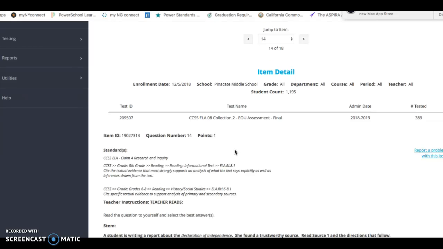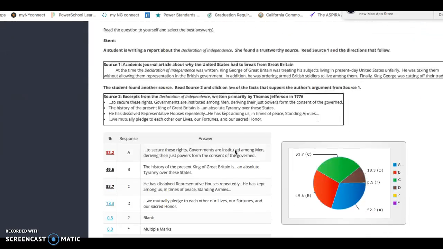And so once again, we're back to the item detail. In this particular question, the question stem is, a student is writing a report about the Declaration of Independence. She found a trustworthy source. Read source one and the directions that follow. Here we have source one, an academic journal article about why the United States had to break from Great Britain. Then students continue to the next part.